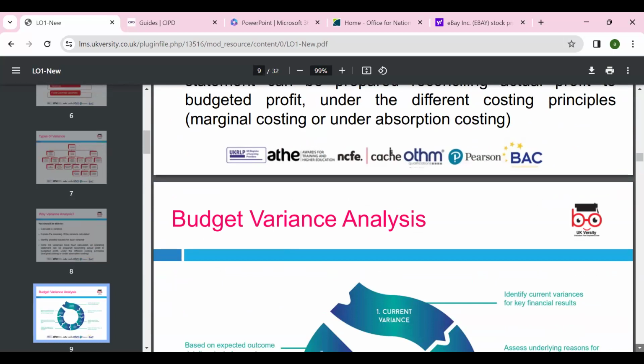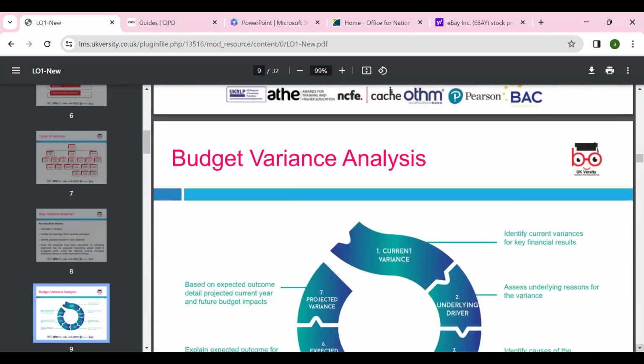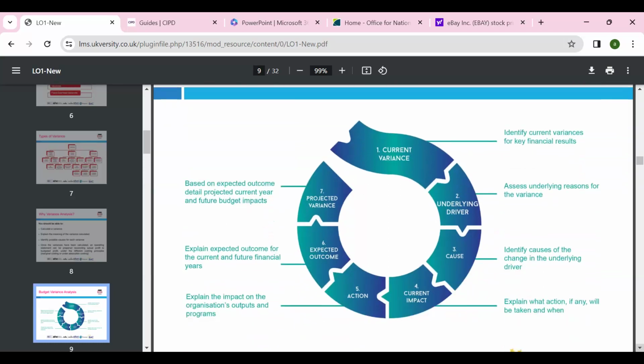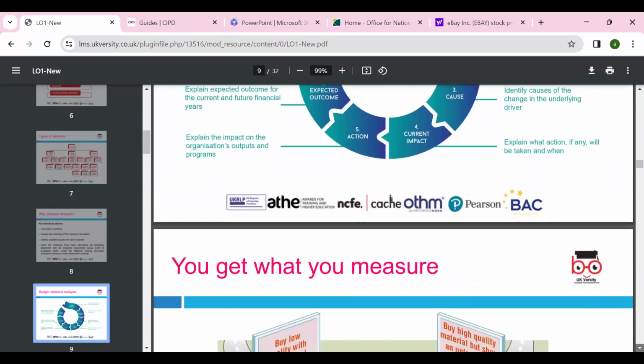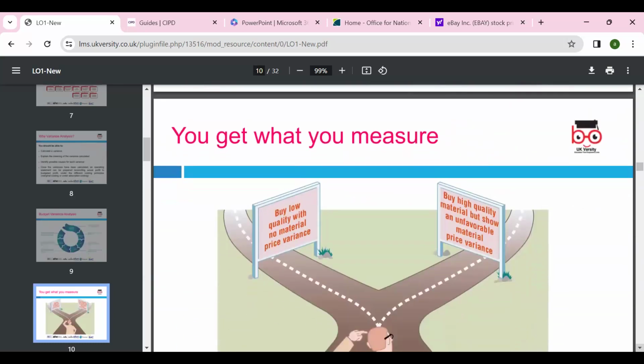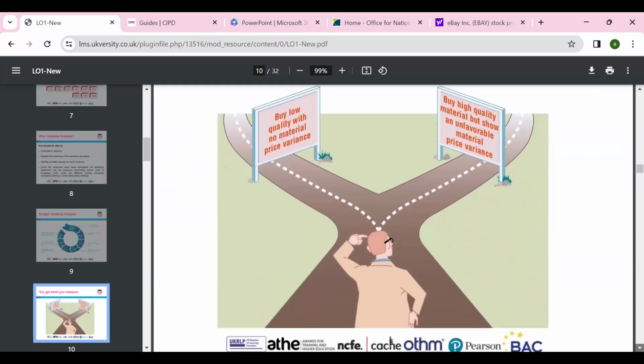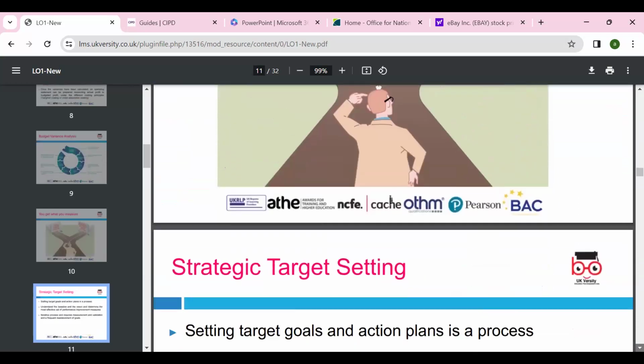So break even is where there is no profit, no loss, where we meet the total cost. So budgeted variance, we can look around the current variance, the drivers, the causes, the impact and the expected and projected outcome. So that can be looked at. So yes, what you measure. So by low quality with the material and the price, which we just mentioned, we can look around what impact it will have.